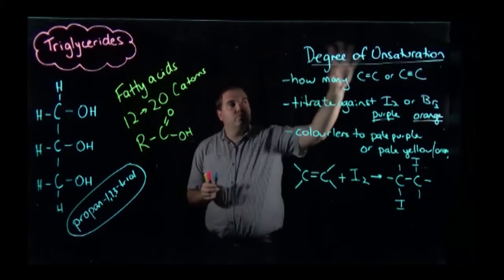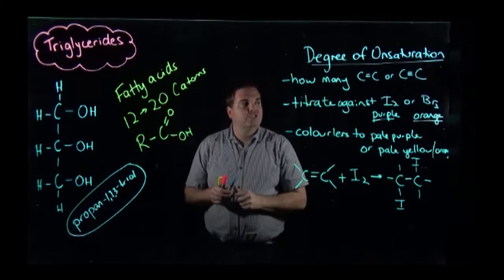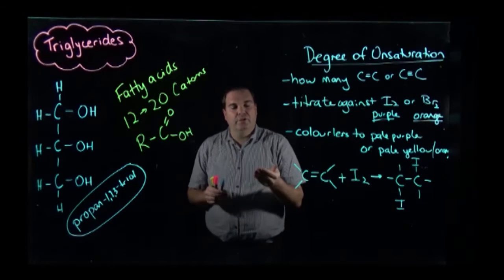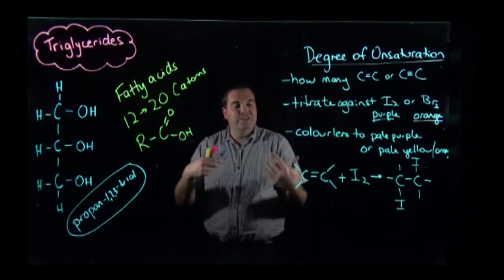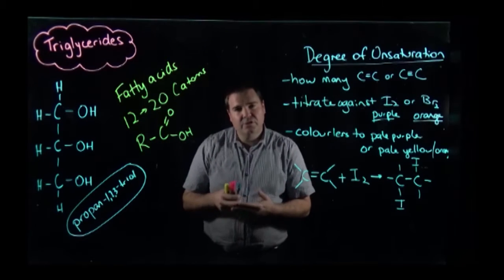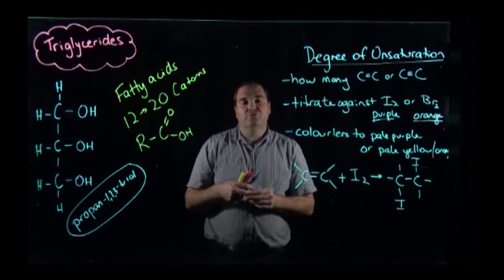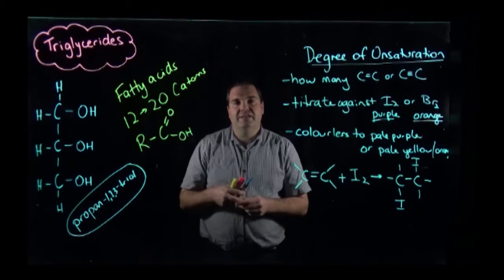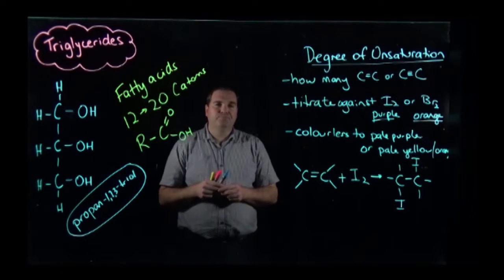So you can determine the degree of unsaturation by doing a titration with iodine or bromine, looking for your first permanent colour change. Whichever one requires more iodine or bromine, assuming you start with the same stoichiometric quantity to begin with, is the one that has the higher degree of unsaturation.